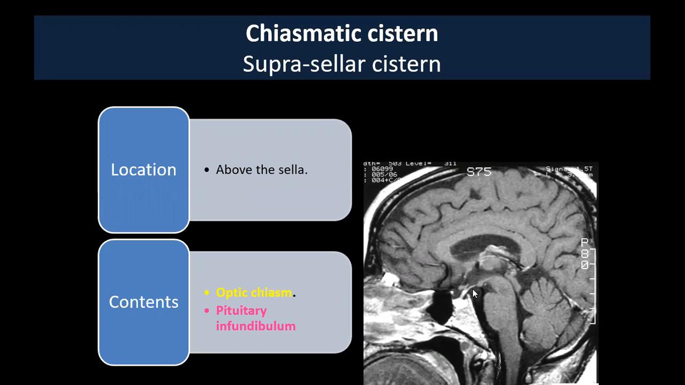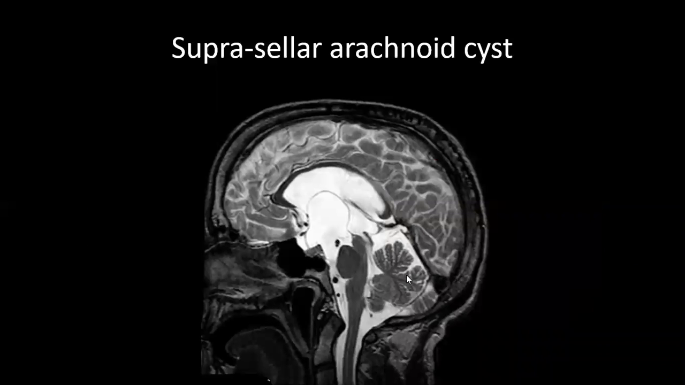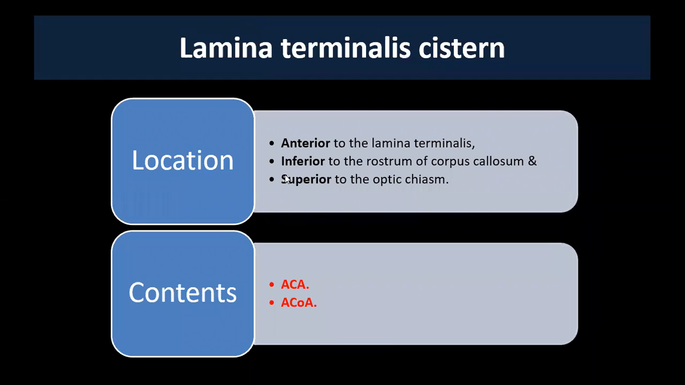The next cistern is the chiasmatic cistern or suprasellar cistern. It contains the optic chiasm and pituitary infundibulum, superior to the pituitary gland. Sometimes it is expanded by an arachnoid cyst, so it's called a suprasellar arachnoid cyst.